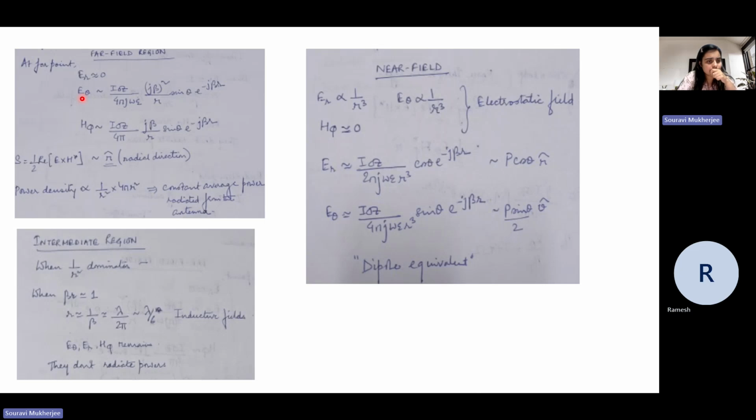The power. When you are trying to find the power, you have to do E cross H, that is the Poynting vector, the power density. In the power density, we'll get 1 by r square. Now you want to find the average power, so you have to integrate, multiplying by the area, and then it will get cancelled. That means power doesn't depend on the distance from the antenna.